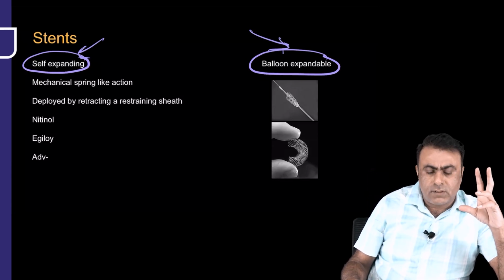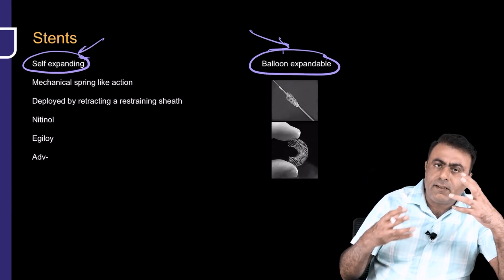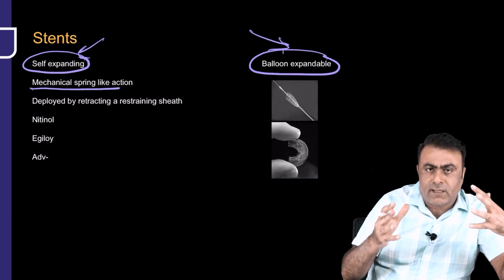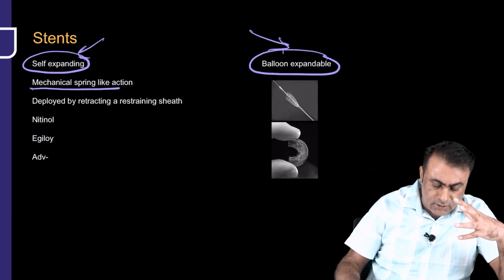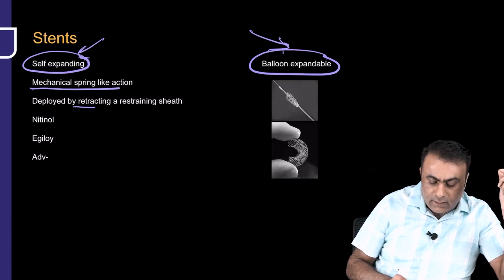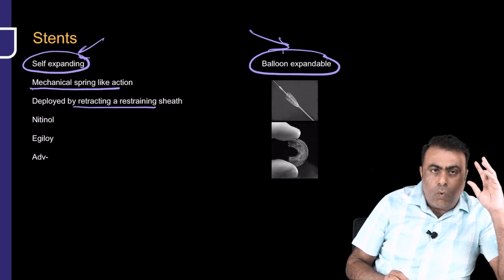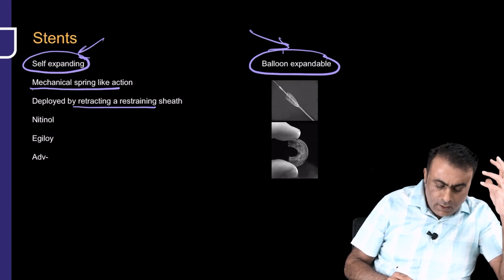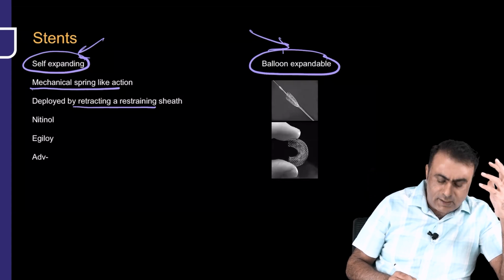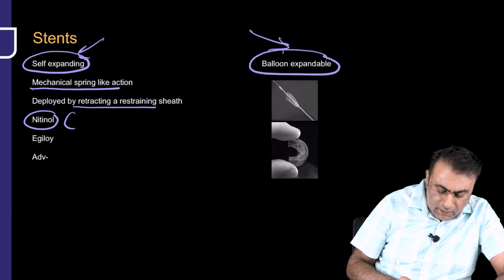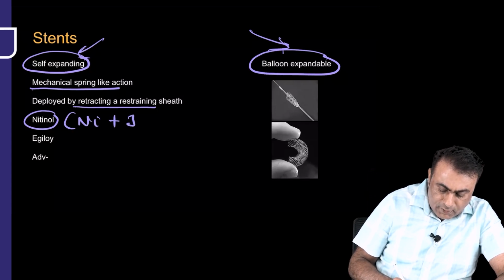Self-expanding stents are those which derive the expansion from a mechanical spring-like action, and they are deployed by retracting a restraining sheath. Now, what are the common self-expanding stents made of? One very common self-expanding stent is the nitinol stent. Nitinol is an alloy made up of nickel and titanium.